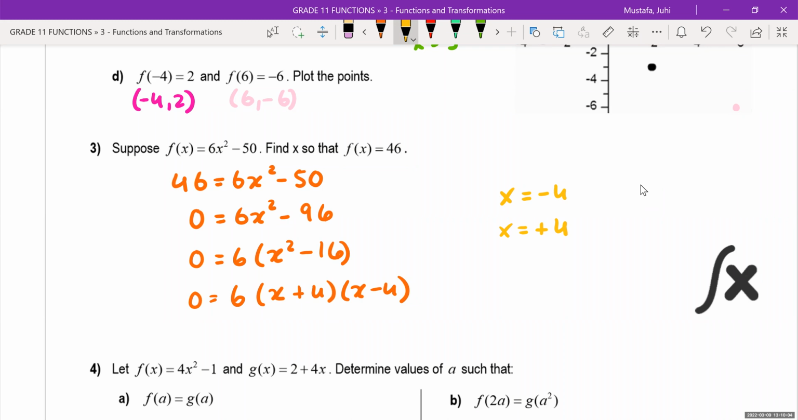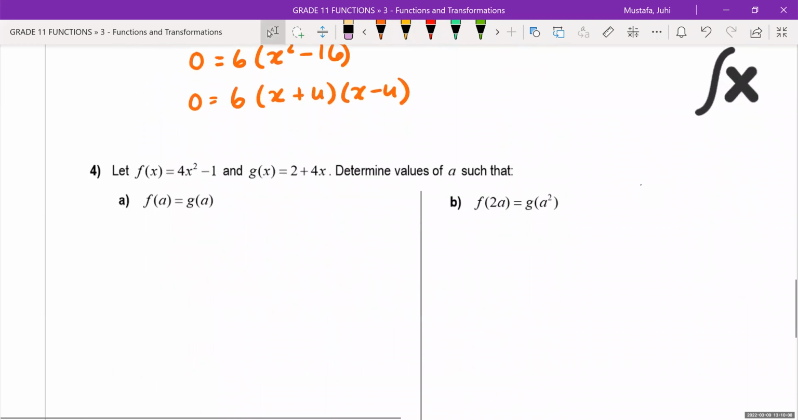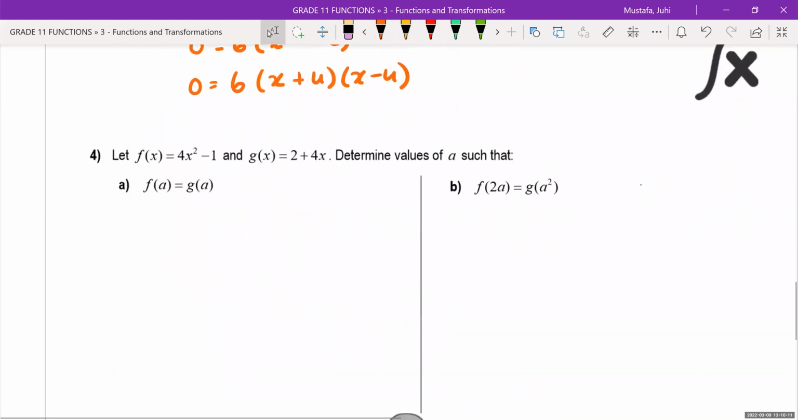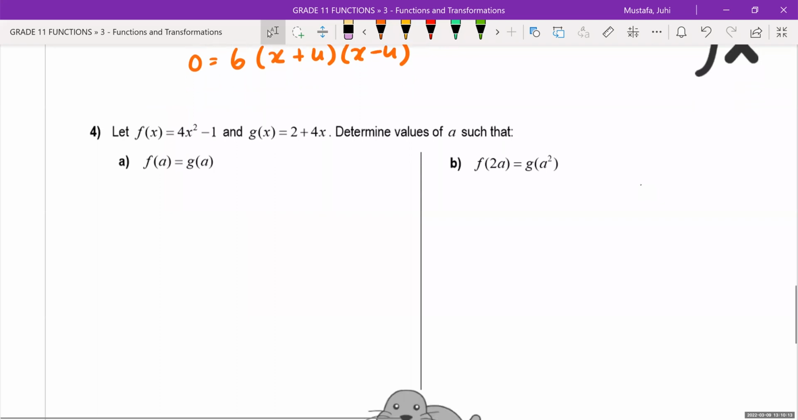Okay, we're going to power through the last questions and then we're done. Question number 4 says, let f of x equal 4x squared minus 1 and g of x equal 2 plus 4x. Determine values of a such that f of a is equal to g of a. So for this first example, we are first going to replace our function f of x with the letter a. So this is going to be 4a squared minus 1. And then we're going to replace our g of x function with the letter a. So it's going to be 2 plus 4a.